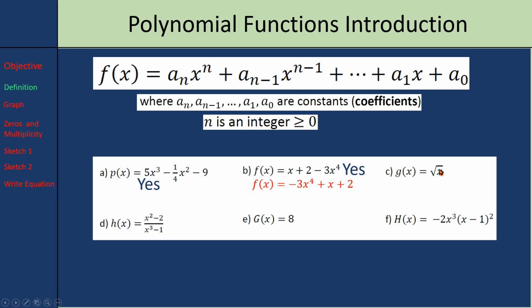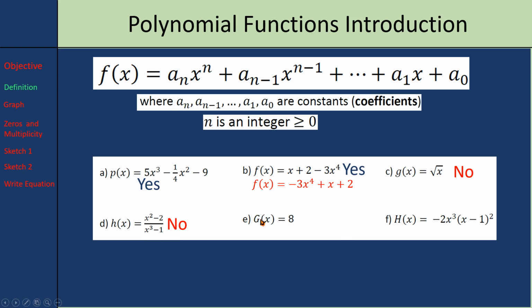This one, the square root of x, is actually not a polynomial function because the exponent on x is 1/2. Square root is 1/2 in the form of an exponent. Here, d, this one is, by the way, that's a no. This one is not a polynomial function because this x has a negative exponent. It's at the bottom of a fraction, so it's a negative exponent.